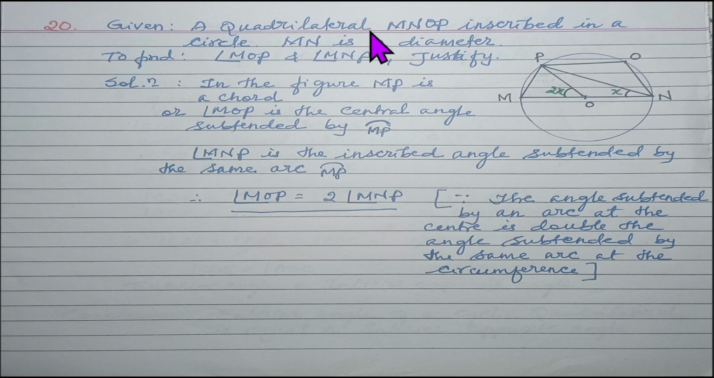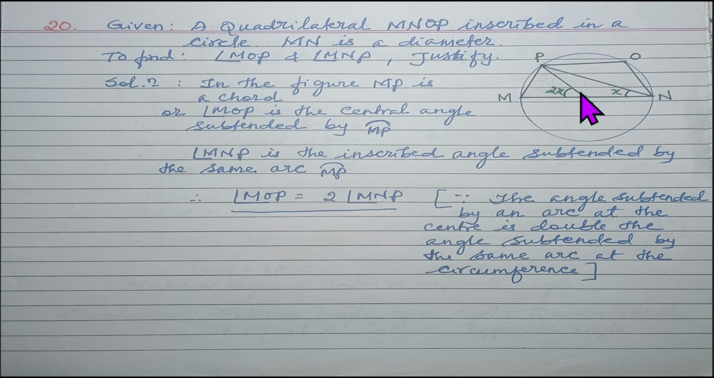We are given a quadrilateral MNOP, and it is inscribed in a circle. MN is the diameter. Now here he is asking, what is the relation between angle MOP and angle MNP? That means we have to justify it. Let us talk about MOP first. MOP is the central angle subtended by the chord MP. And MNP is the inscribed angle subtended by the same chord MP. So MP subtends the central angle MOP, and also the inscribed angle MNP.